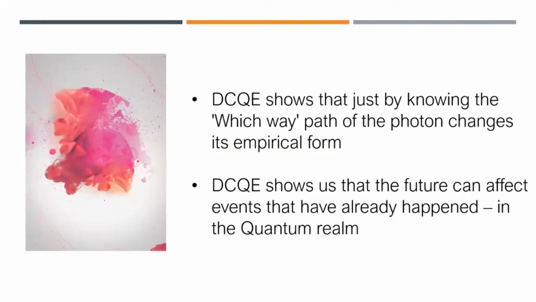It just has a way of manipulating with smoke and mirrors. It can mean that we can know which way the photon traveled. And then it's interesting to see what effect that has. So no measurement. Secondly, it shows us that the future can affect events that have already happened, at least in the quantum realm. But remember, we're all made up of quantum particles.